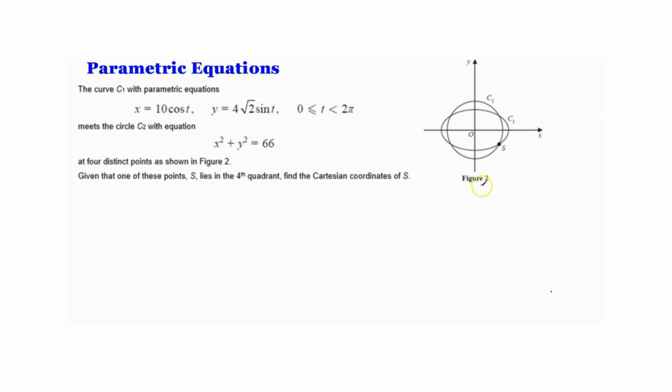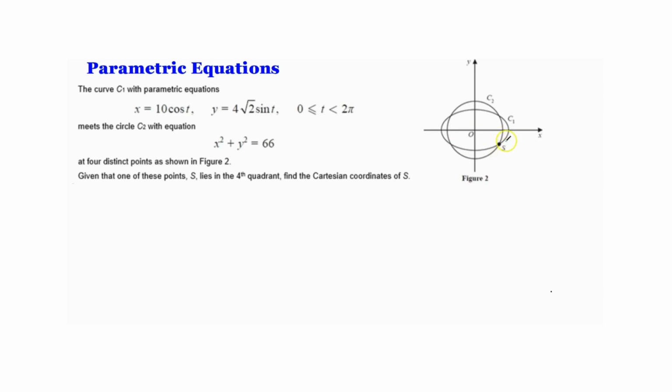Let us examine figure 2. We have the curve C1, which has parametric equations given here, where t is greater than or equal to 0 and less than 2 pi. And then we have the circle C2 with equation given here. There are 4 distinct points in the first quadrant here where C1 and C2 meet, and in the second quadrant you can see that they intersect here. In the third quadrant they intersect, and in the fourth quadrant they intersect.